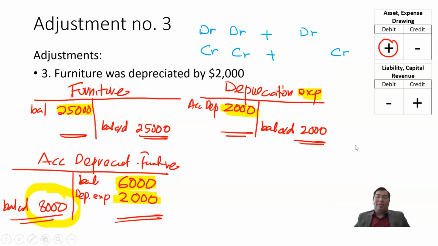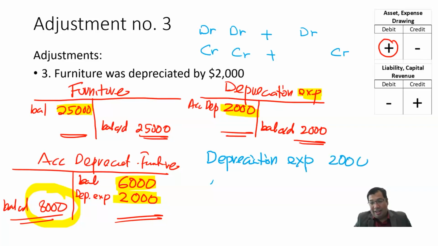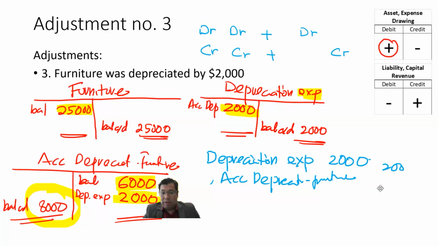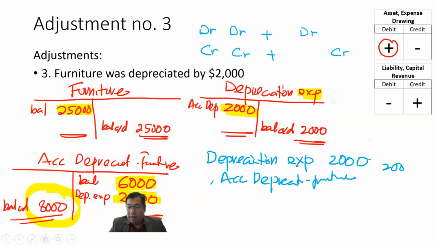Okay, so what are the journal entries? It's going to be debit depreciation expense, 2,000, credit accumulated depreciation for furniture, another 2,000. Sorry, another 2,000.